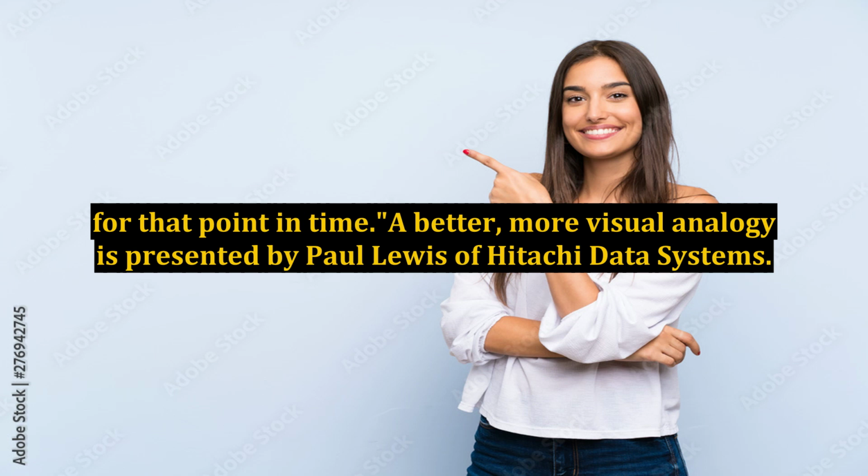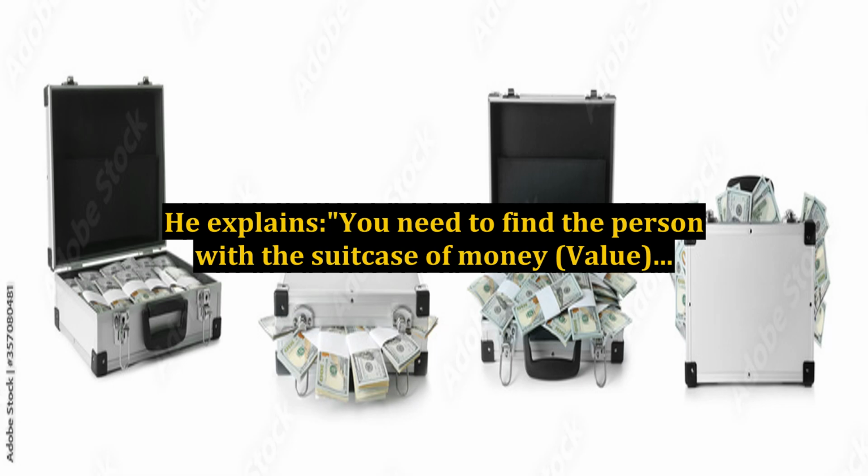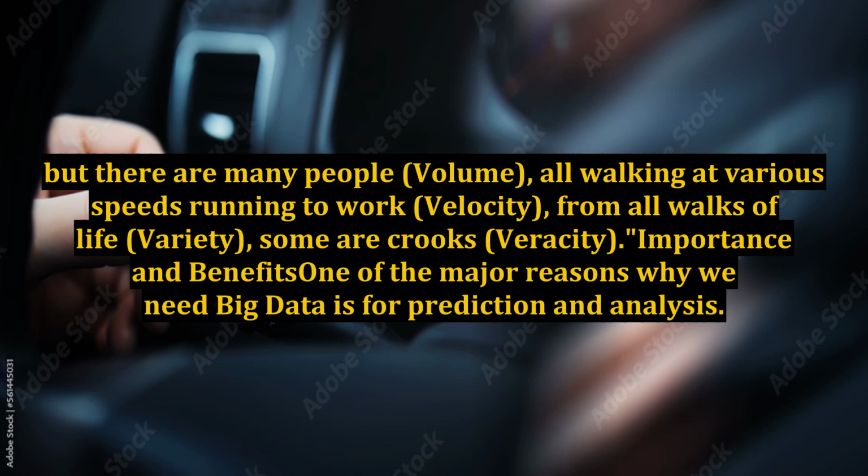A better, more visual analogy is presented by Paul Lewis of Hitachi Data Systems. He often explains big data by showing a picture cartoon filled with hundreds of people who are doing different things in the picture, looking busy. He explains, you need to find the person with the suitcase of money, value. But there are many people, volume, all walking at various speeds, running to work, velocity, from all walks of life, variety, some are crooks, veracity.